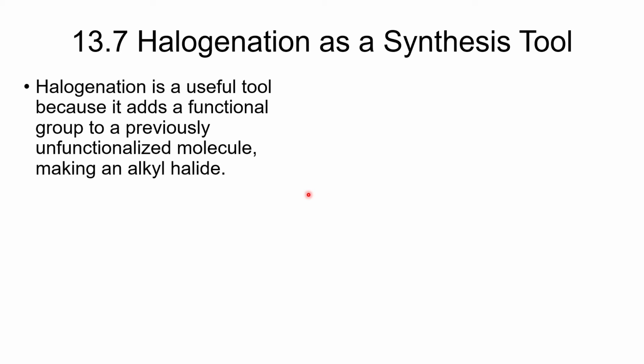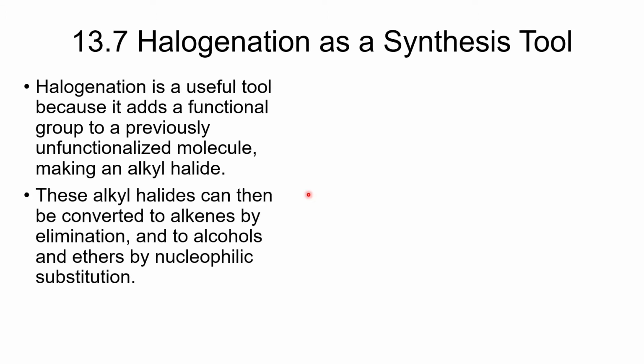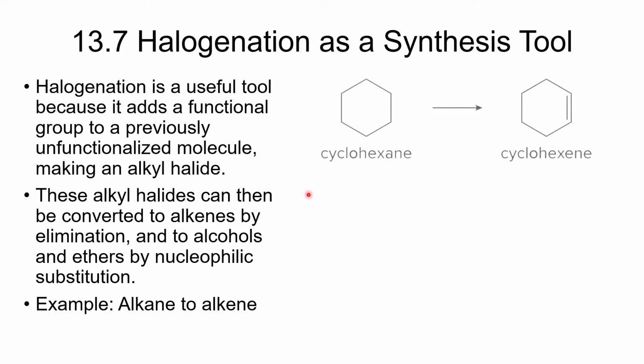So it's incredibly useful because you can take something that doesn't really have any functional groups. It just has carbons and hydrogens, and you can turn them into something that does have functionality. So as an example here, if we look at cyclohexane and we want to convert cyclohexane to cyclohexene, we have not had a way of doing that with the reactions that you had learned up before this chapter.